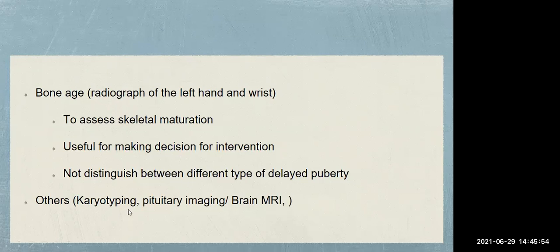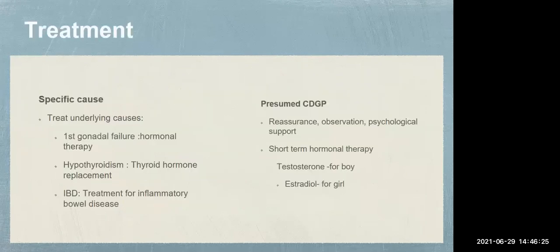Okay, and other tests that can be done, depending on the situation and clinical presentation, are karyotyping or pituitary imaging such as brain MRI. Brain MRI can be done if there is a history suggestive of central nervous system involvement such as headache, vomiting, seizure, or also laboratory findings such as hyperprolactinemia. So we need to do brain MRI. Okay, so that settles the investigation.